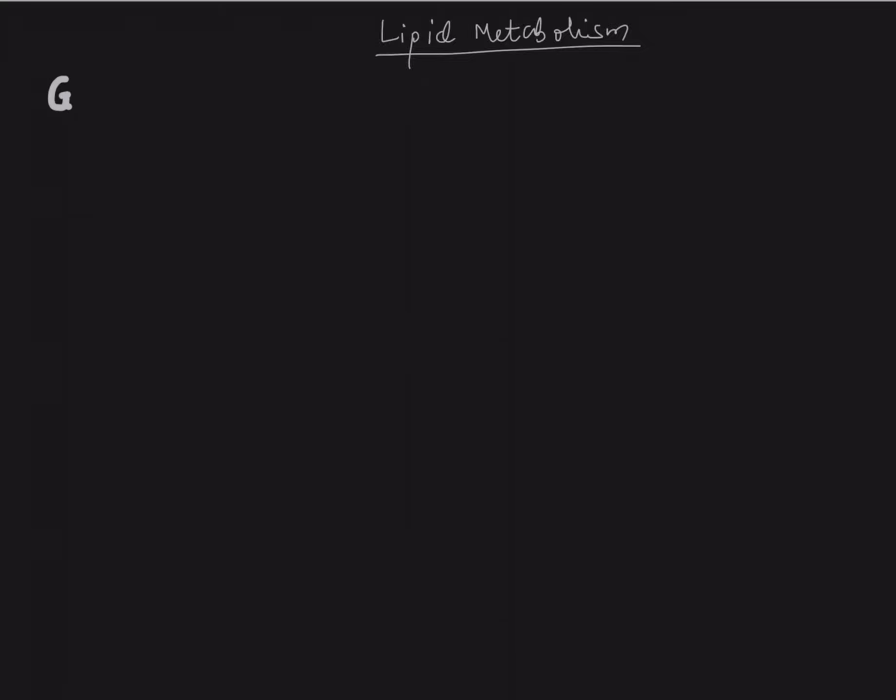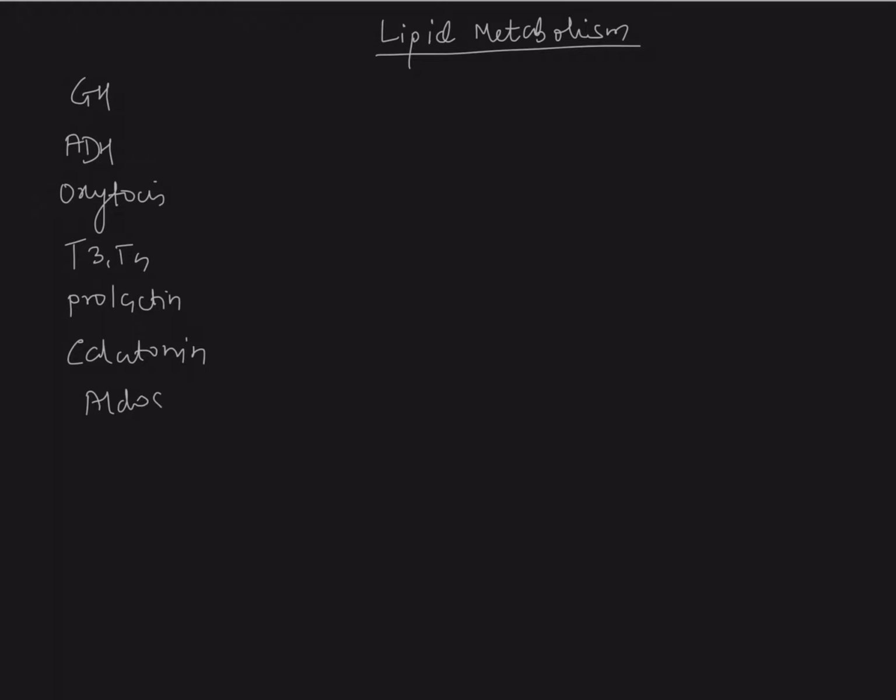Starting with growth hormone, ADH, oxytocin, T3, T4, prolactin, calcitonin, aldosterone, cortisol, epinephrine, and norepinephrine.